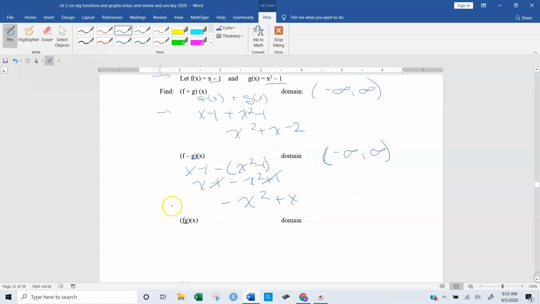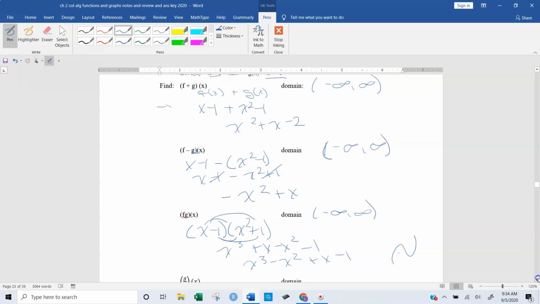All right, now you're going to multiply. So we're going to take the f of x, which is the x minus 1, times the g of x, which is the x squared plus 1. Distribute. You've got x cubed plus x, so here to here, minus x squared minus 1, descending order, x cubed minus x squared plus x minus 1. So you know that this shape looks like this, correct? Domain again, there are no restrictions on x, so negative infinity to infinity.